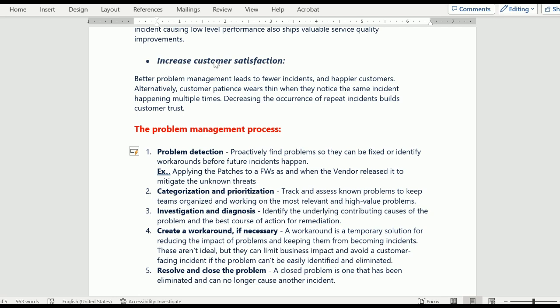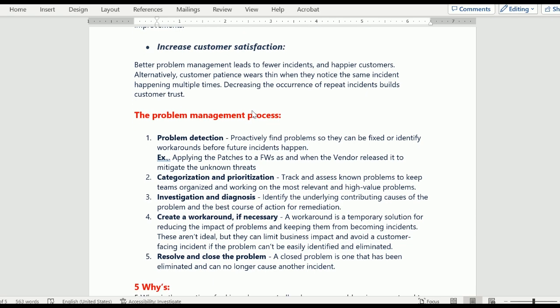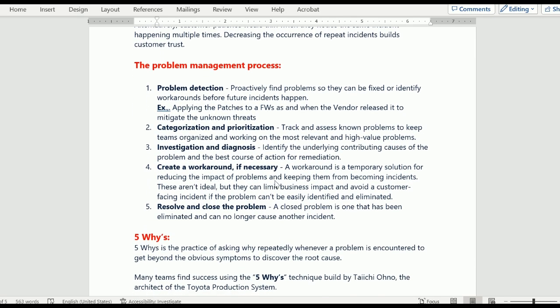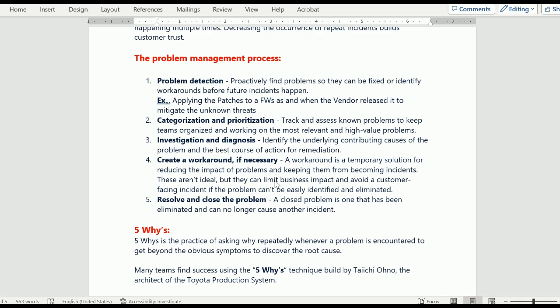And the last one is increased customer satisfaction. Better problem management can lead to fewer incidents, and you can see the customers are very happy. By decreasing the occurrence of repeated incidents, you can build your customer trust. So this is very important. By enhancing all these ITIL features like change management and problem management, you can enhance your infrastructure, thus getting customer satisfaction and customer trust. Then next we will see the problem management process.